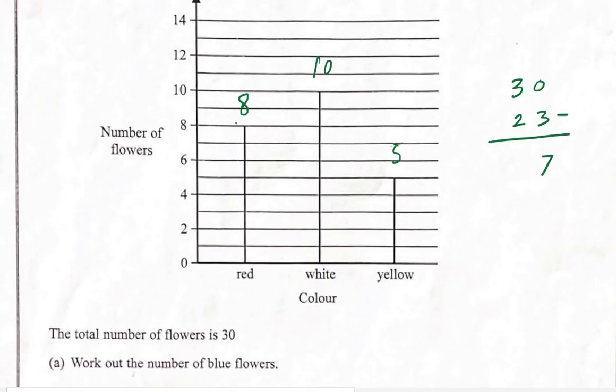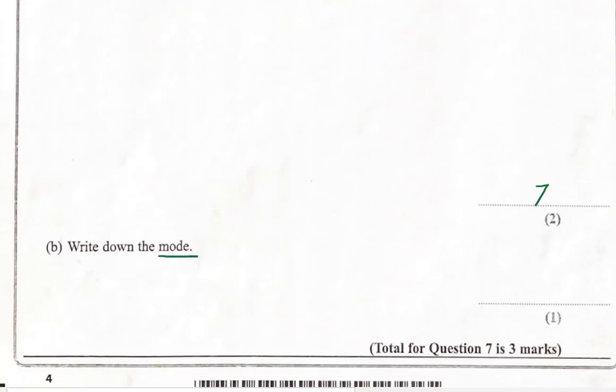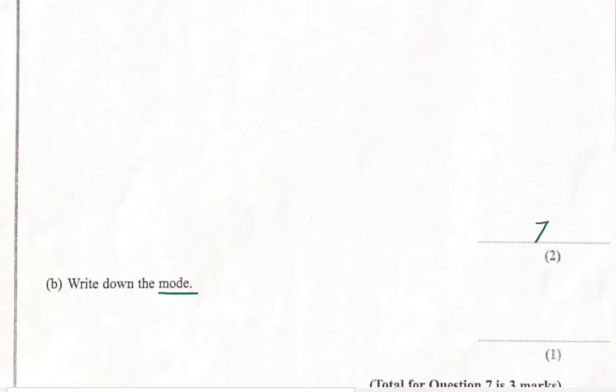So what number is the mode here? 8, 10, 5. You got the answer? Yeah. So the mode is which comes most times, so which color comes most times is white, which is 10. Okay, so the answer, write on the mode. So mode is going to be 10.